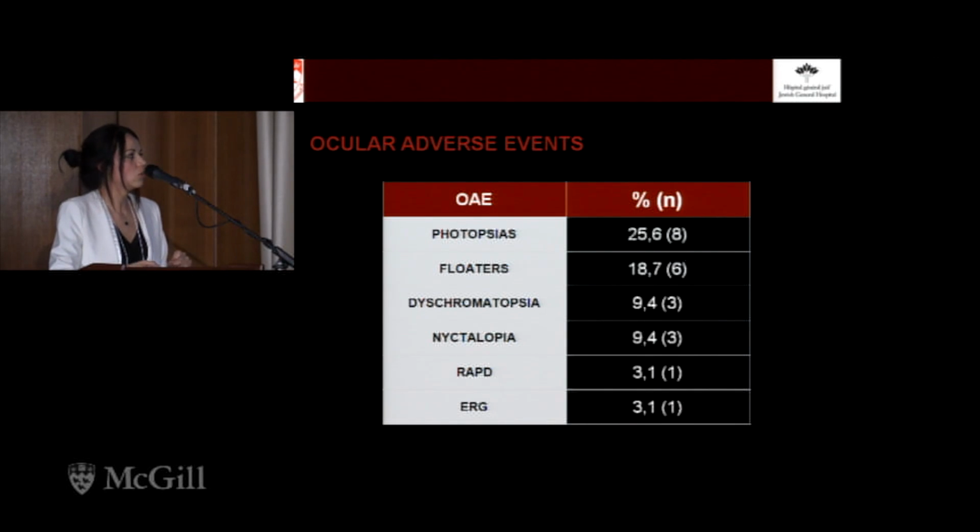We look at the ocular adverse events. Most of them are related to the PVD itself: photopsias, floaters, dyschromatopsia. And we also had one patient with ERG changes.